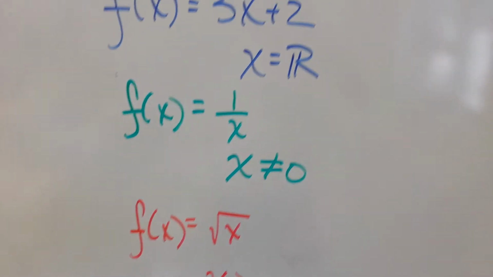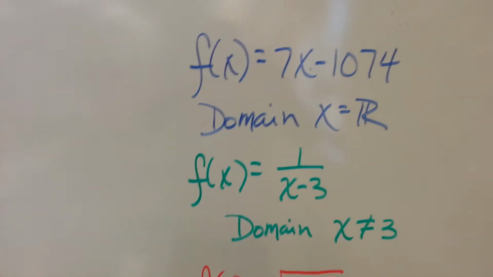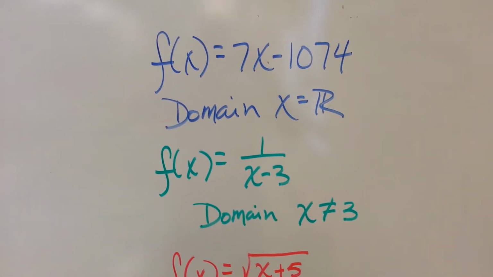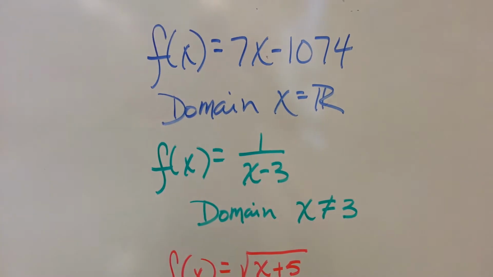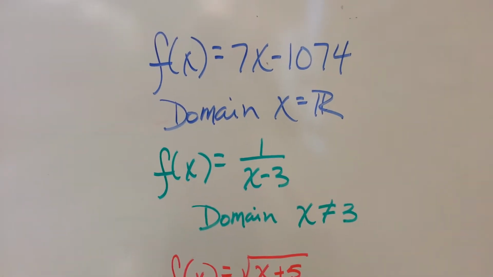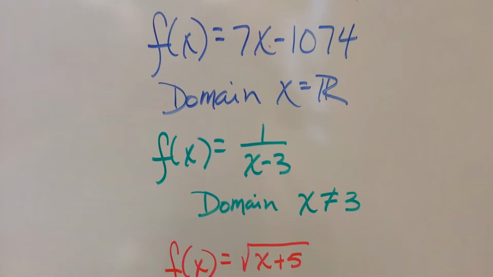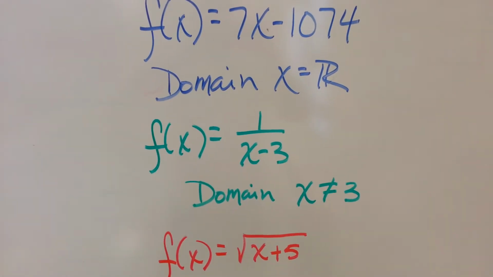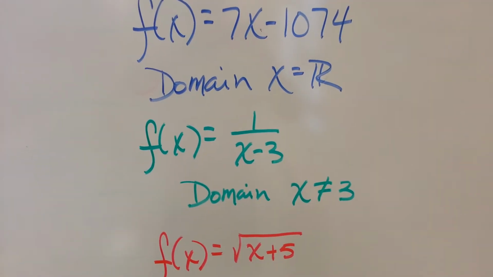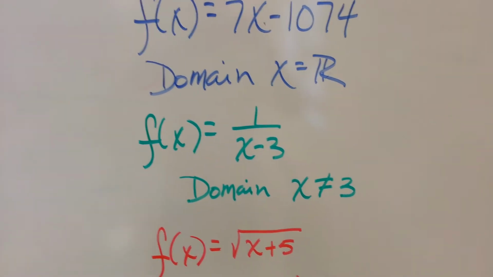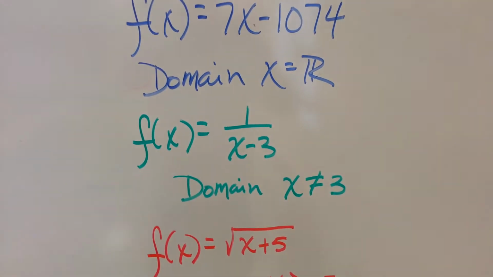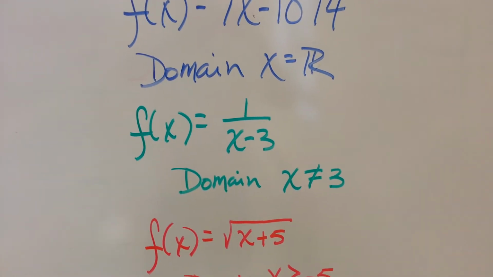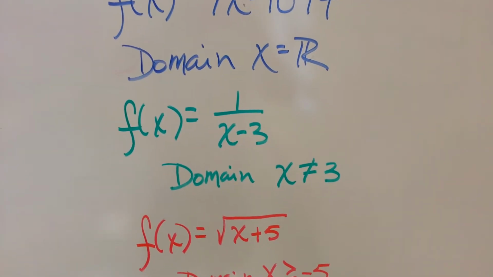So here's 3 little examples over here. The blue one says, hey, what's the domain of 7x minus 1074? You go, hey, x can be anything you want, any real number. Pretty easy. The green one says, what's the domain of that? And you go, hey, fraction. Uh-oh, I can't have the denominator equal 0, so what number would make that 0? Hey, if I stick 3 in there for x, I'm going to have 3 minus 3. The domain can be anything, but it can't be 3.